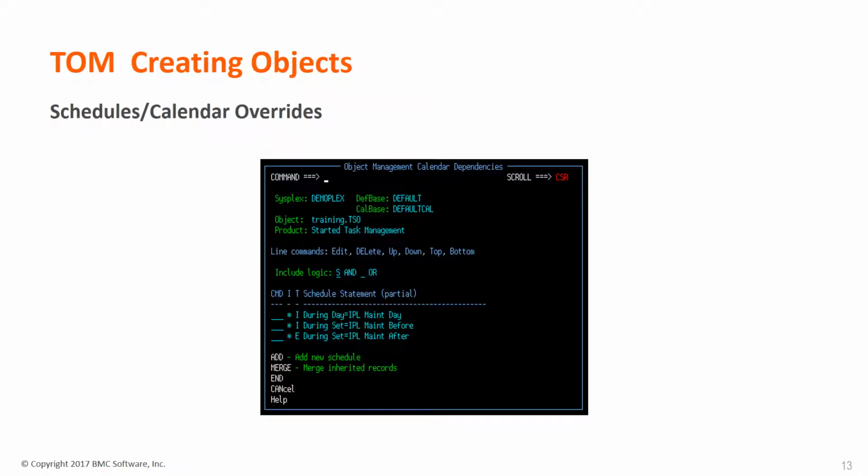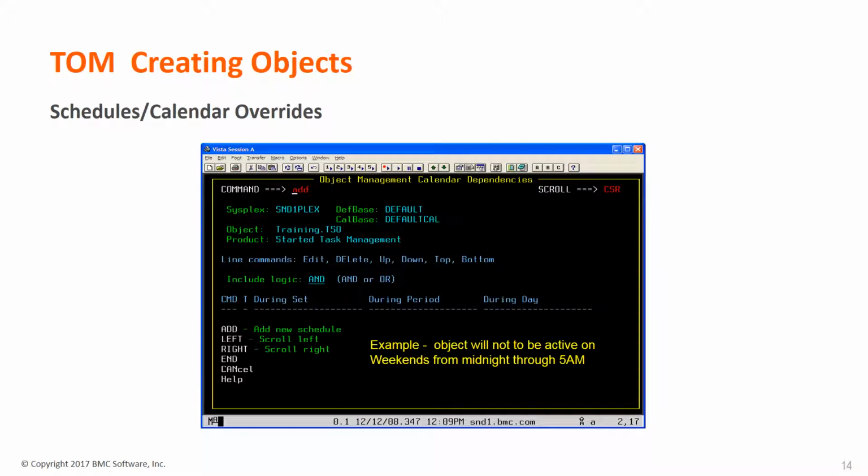Now let's take a look at modifying a calendar entry. If we select the calendar entry from the general information panel, we'll be presented with a display like this. We want to add a new period to the calendar so that the object will be down on the weekends. So I'm going to type in add on the command line.